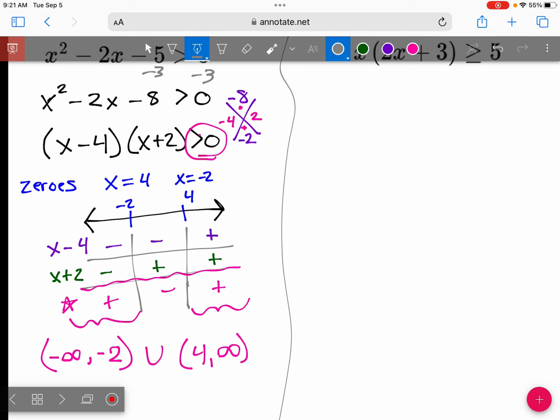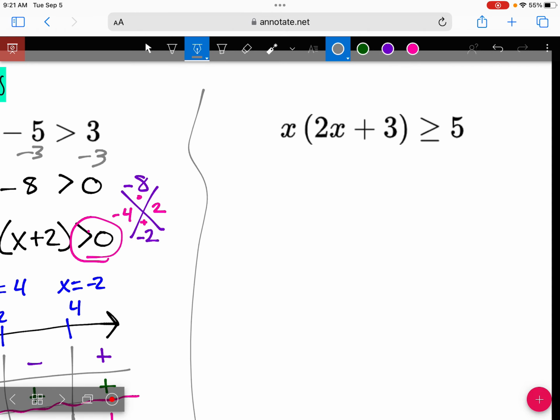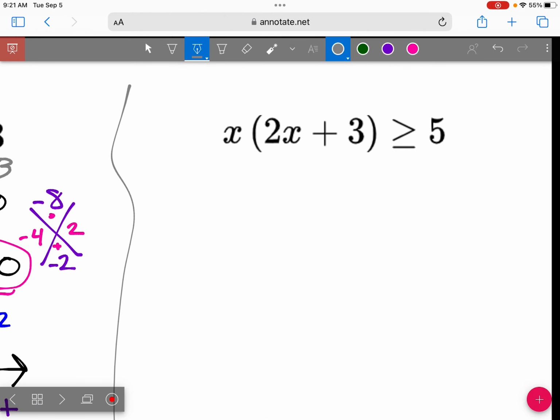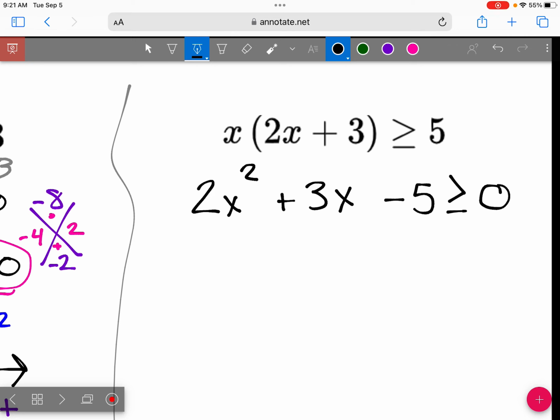Same process. Make it 0. Which means we're going to have to do a couple of things on this next one. We're going to distribute. Exactly right. Because we're going to have 2x squared plus 3x minus 5 is greater than or equal to 0.